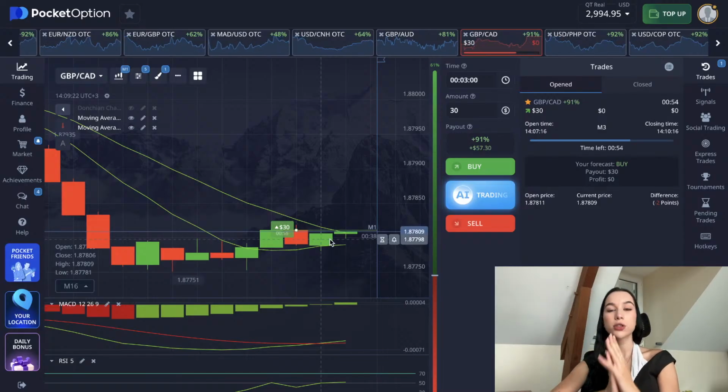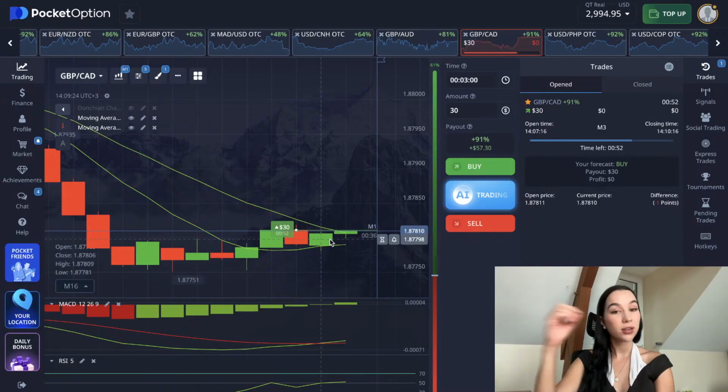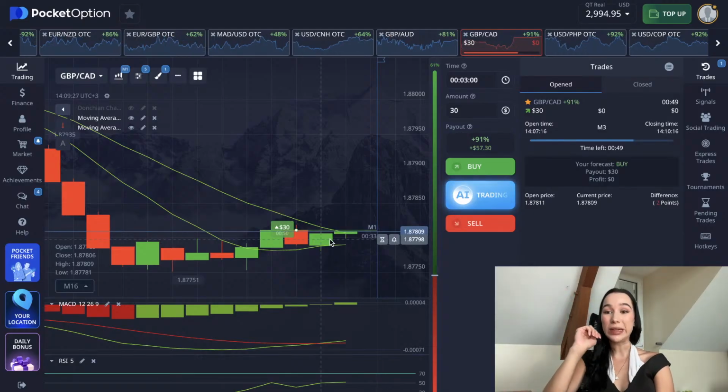So first of all, probably the question that comes to your mind, what are candlestick patterns? What is this?